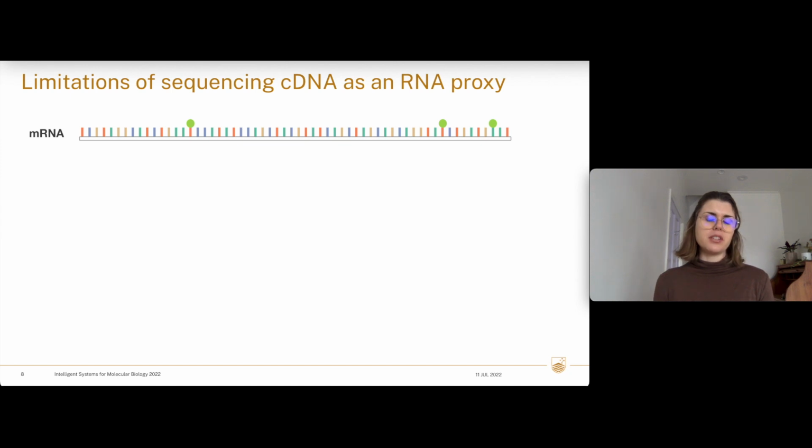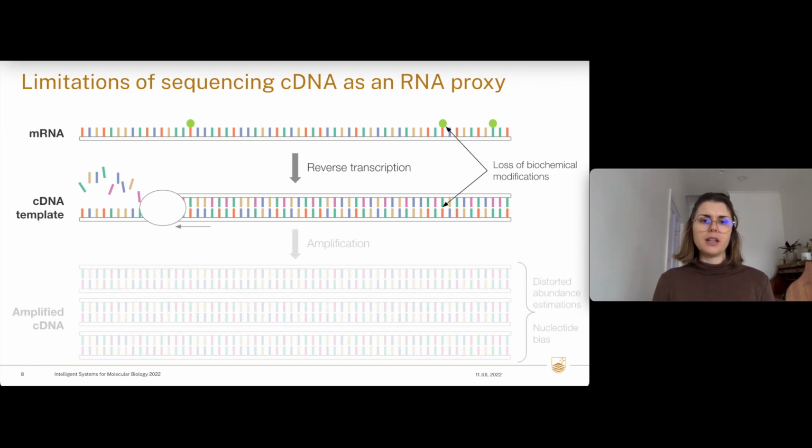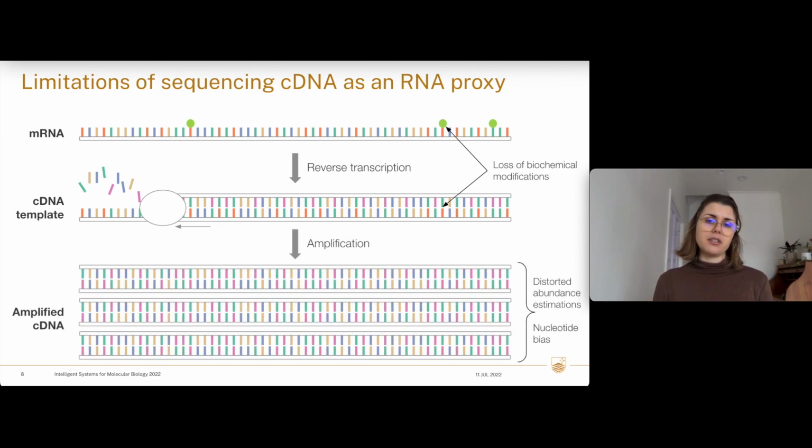Up until 2017, the only way to sequence RNA with high-throughput sequencing was by first synthesizing cDNA and then sequencing that as a proxy. But there are a couple of issues with this. The first being that reverse transcription results in the loss of biochemical modifications from your molecule. And then secondly, amplification causes the distortion of transcript abundance estimates and introduces nucleotide bias into your sample.